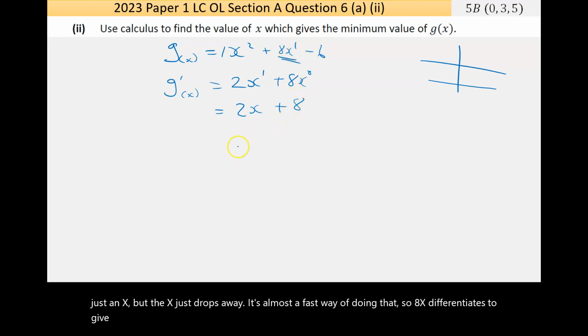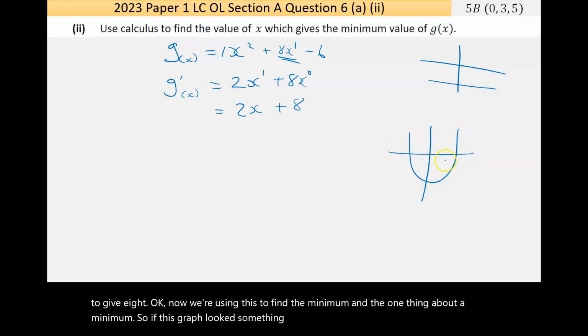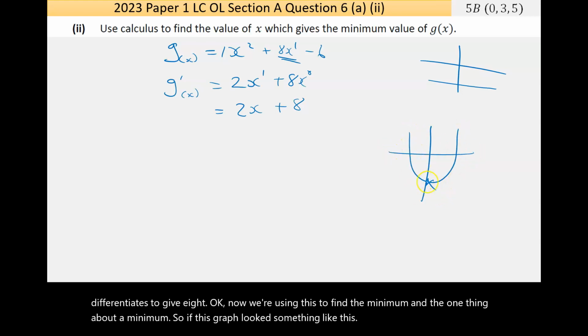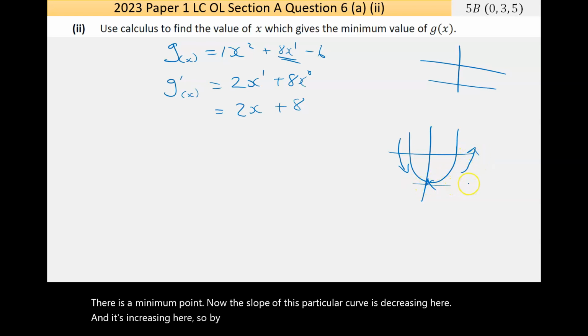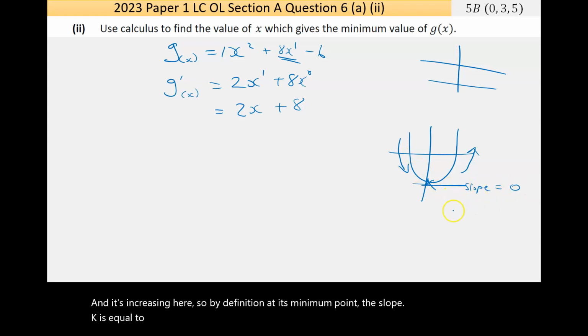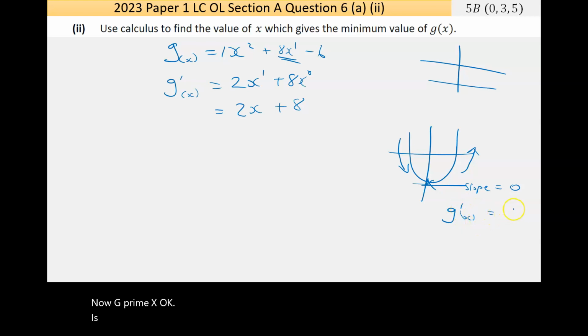Now, we're using this to find the minimum. And the one thing about a minimum, so if this graph looked something like this, there is a minimum point. Now, the slope of this particular curve is decreasing here, and it's increasing here. So by definition, at its minimum point, the slope is equal to 0. Now, g prime x is the slope, and at the minimum, it is 0.